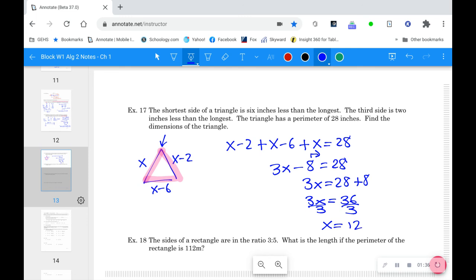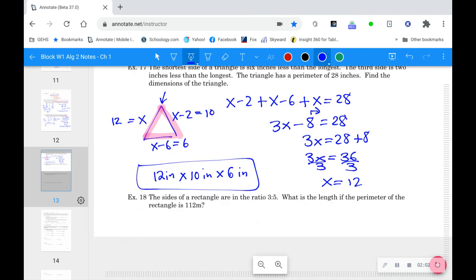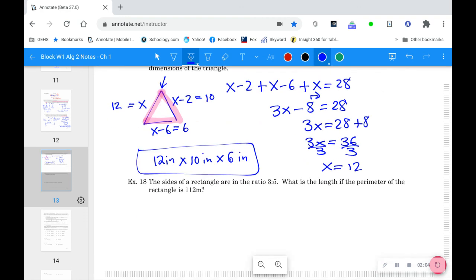And they want to know the dimensions of this thing. So this one here is 12. This one here is 12 minus 2, which would be 10. And then 12 minus 6, the x is 12, 12 minus 6 would be 6. So the dimension is 12 inches by 10 inches by 6 inches. That's the dimensions of this triangle.